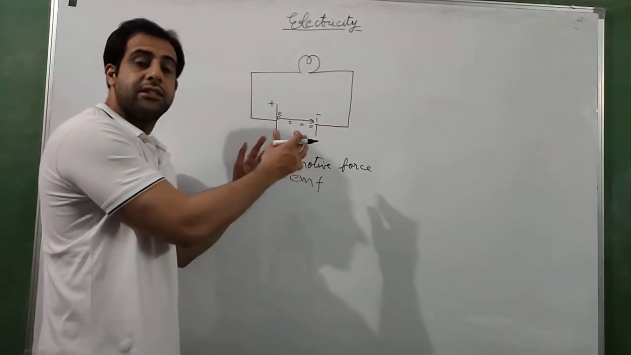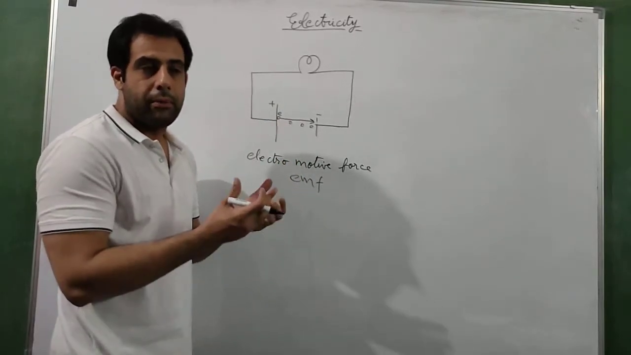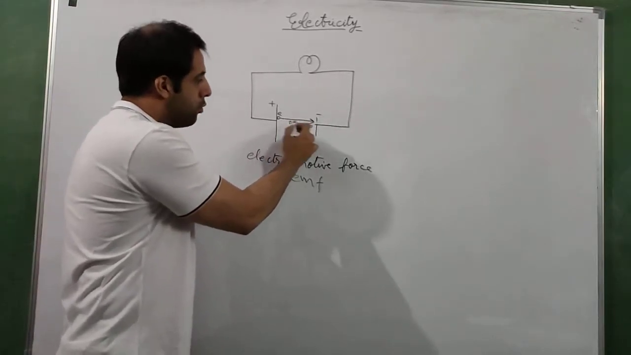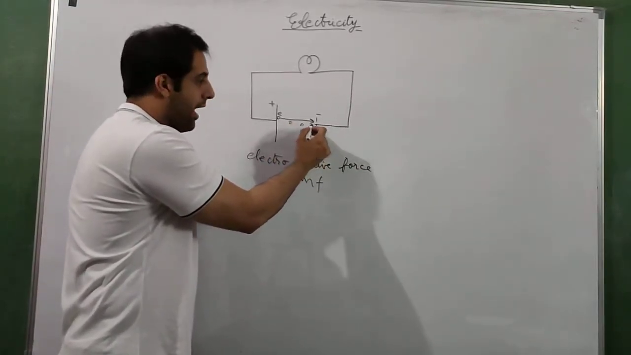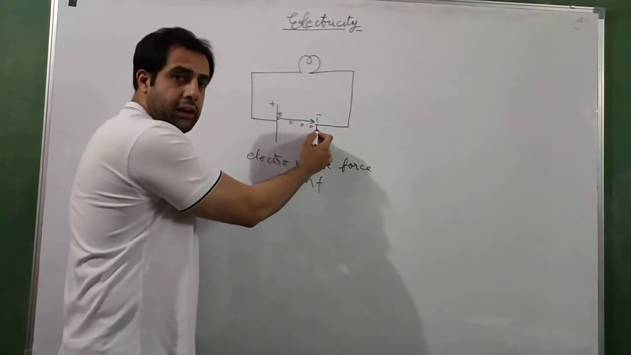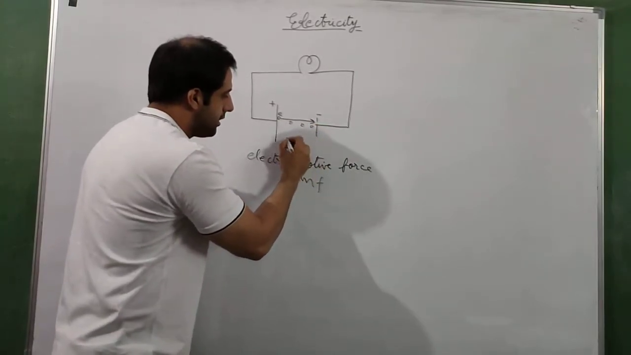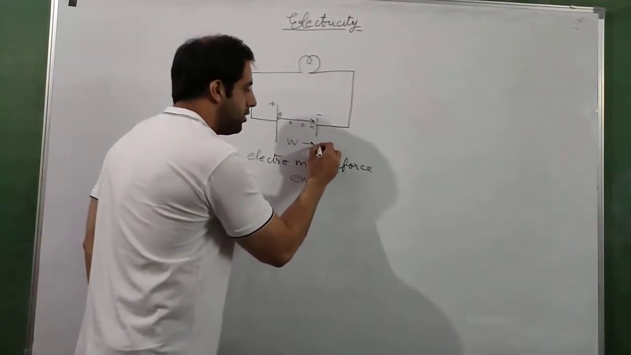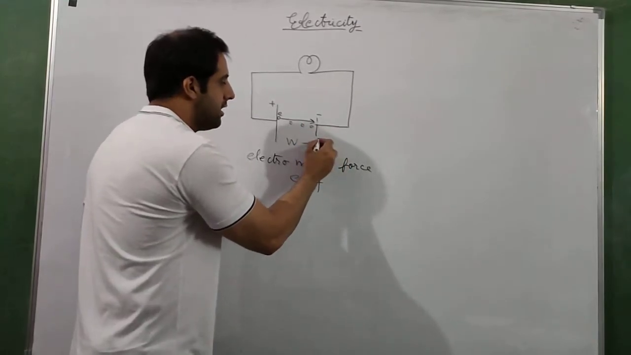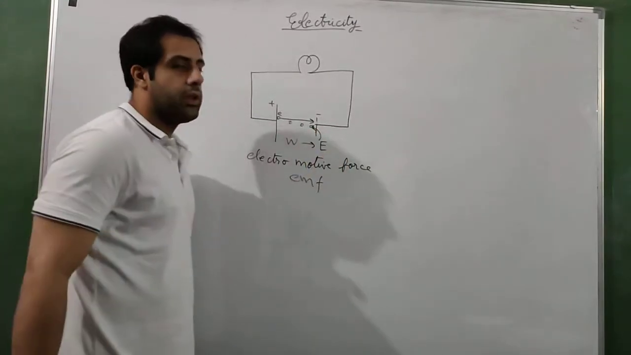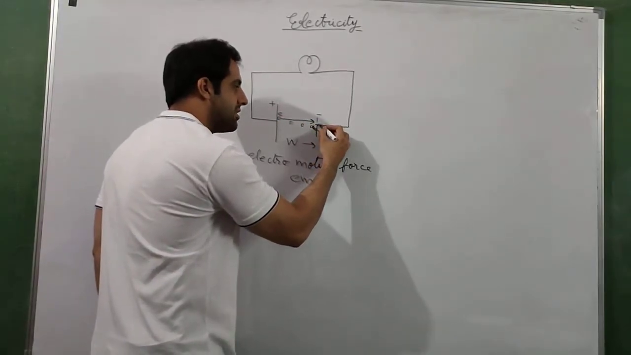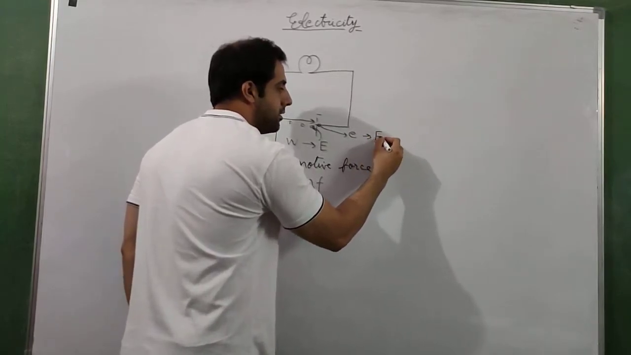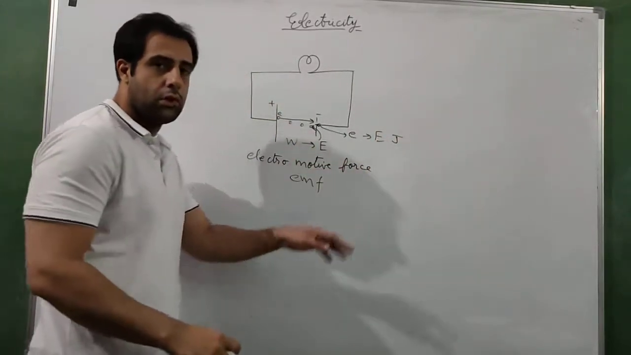Now this work is the actual need of the battery. We need a battery to do this kind of work: take an electron from the positive terminal, move it against the force of repulsion and deposit it on the negative terminal of the battery. For doing this, the battery did some work. This work is converted into energy and this energy is absorbed by this electron. Now when this electron reaches here, it has a lot of energy, E joules.